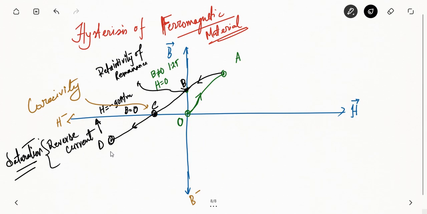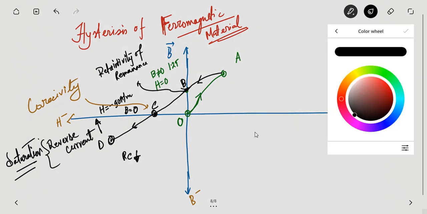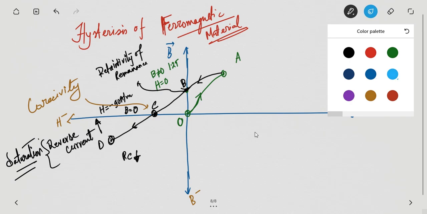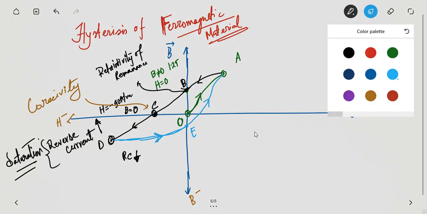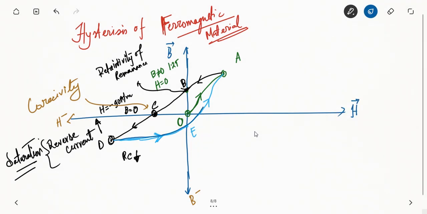Now when the reverse current is decreased after saturation, the graph comes back along this path, and on further decrease goes to point E, and further decrease goes to point A. You see that the input and output are both on different paths.